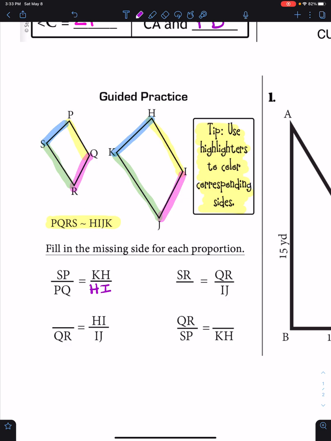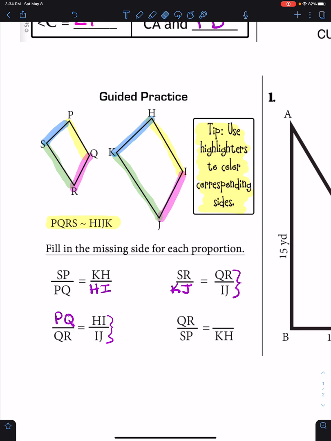SR, which is green, and let me do the one over here. Look at the one that's complete first. So QR is pink and IJ is pink in the other shape. So we have pink over pink. Since SR is green, we need to do green over green. And for this one, HI is yellow and IJ is pink, so we're doing yellow over pink equals yellow over pink. QR is pink and PQ is yellow.